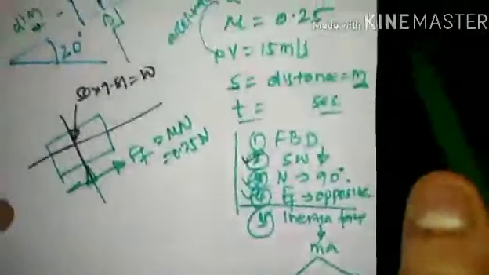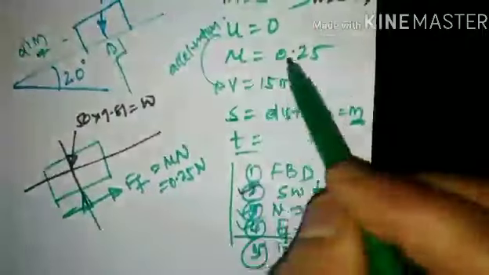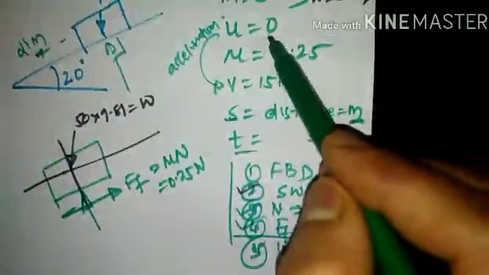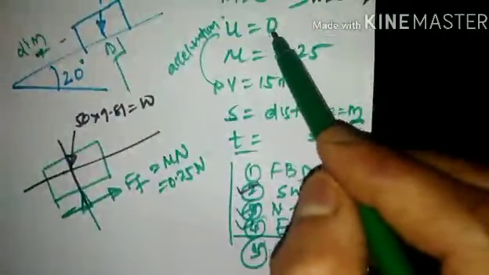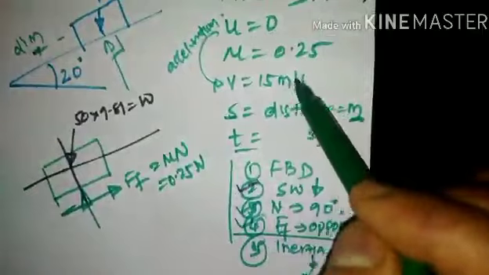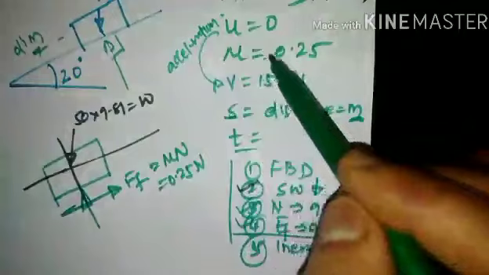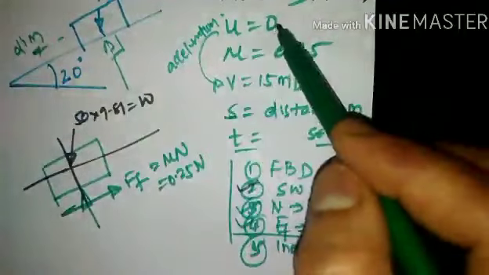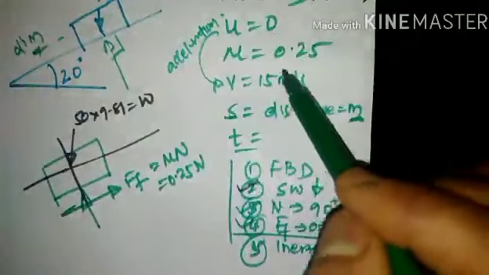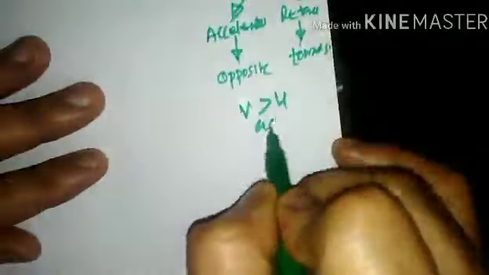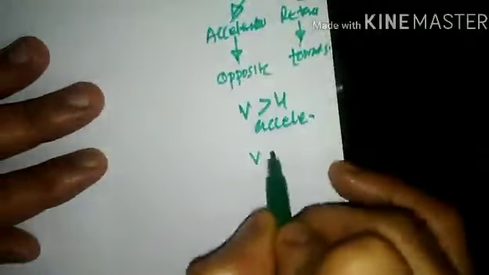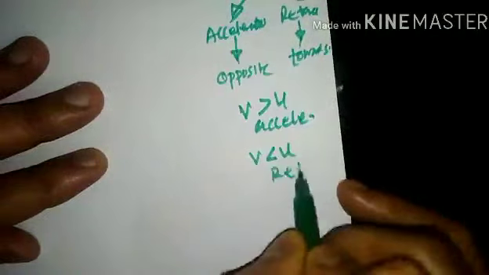Next, coming to the last force, which is the inertia force. As it is a case of acceleration, this is decided based upon the velocity of the object. The initial velocity of the object was 0 and it gradually increased to 15 meter per second, so we considered it a case of acceleration. If the initial velocity was 15 meter per second and the final velocity was 0, it would be reversed. If v is greater than u, it is called acceleration. If v is less than u, it is called retardation.